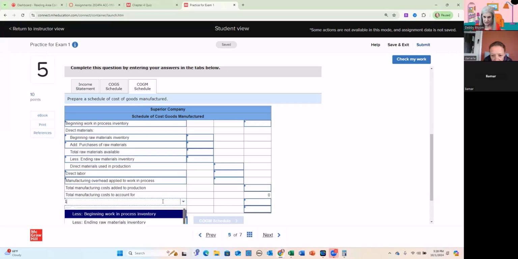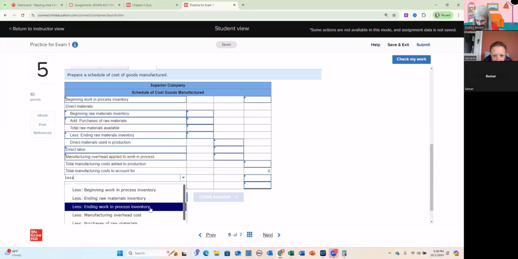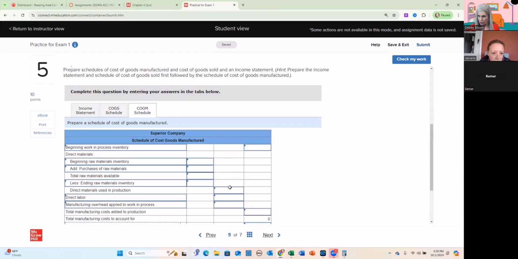Then all we have to do is subtract out the ending work in process inventory. So I'm making sure that I'm doing the correct one this time. We subtract out the ending work in process inventory to come down to the cost of goods manufactured. So now that I've done all that, I'm going to do the exact same thing. I'm going to look through the last schedule. The last schedule should come down to cost of goods manufactured. And I'm going to look through the problem for any numbers that I know and then start to fill in the numbers that I don't know.